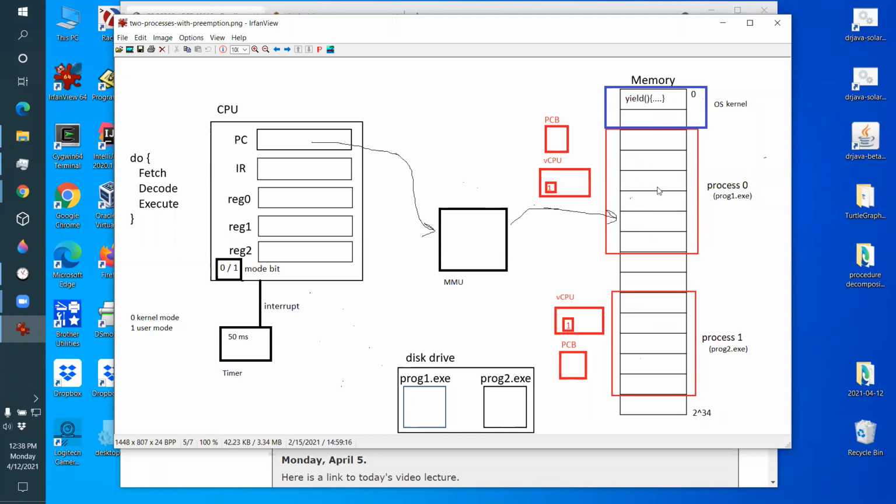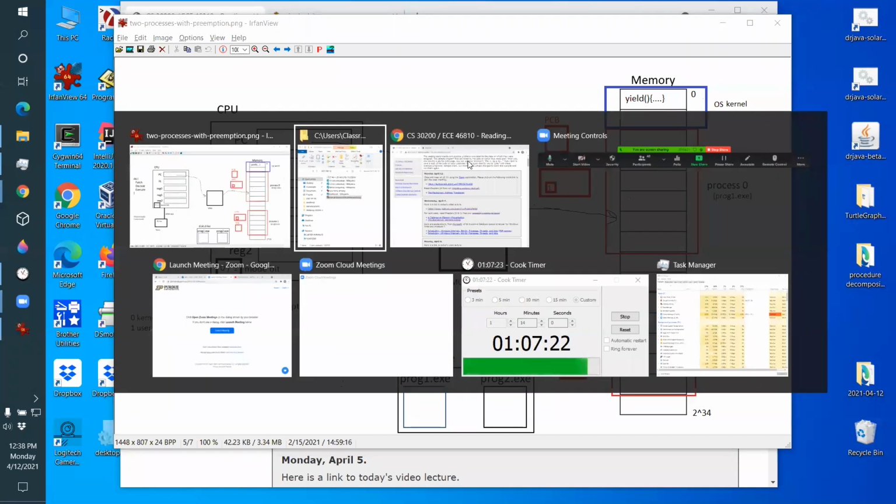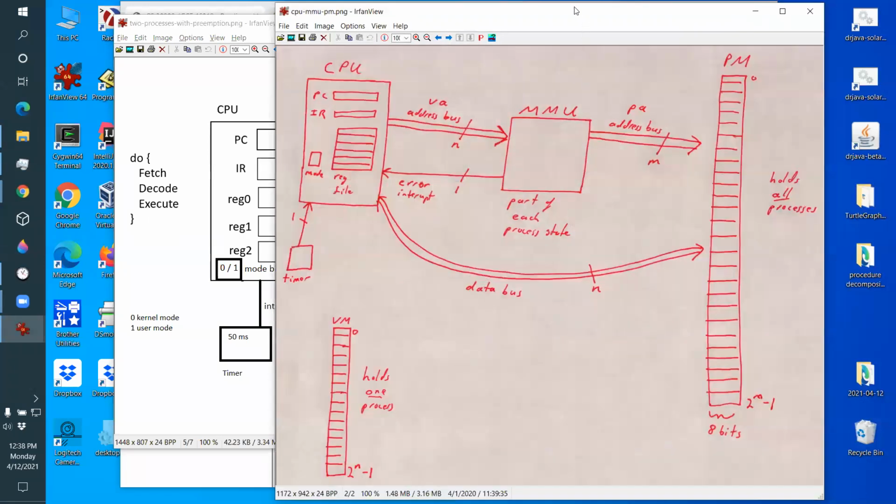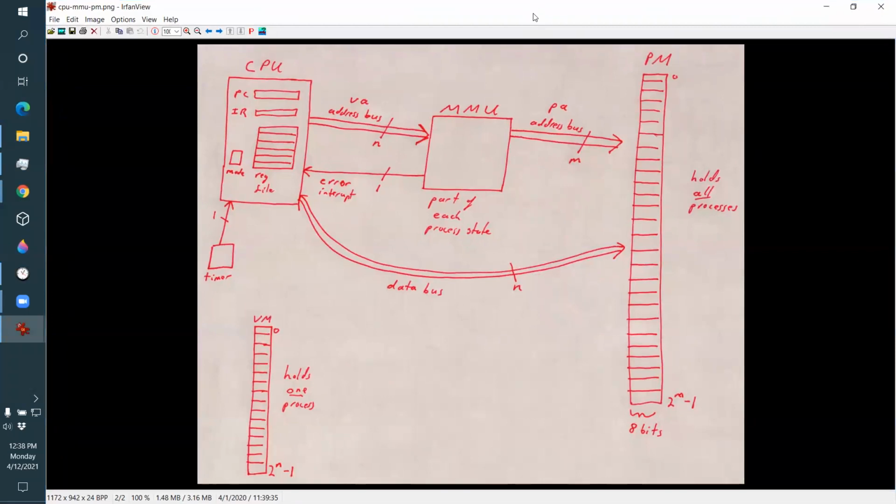It turns out that something more sophisticated is going on. So what we're trying to create is a little bit different. Here's another picture. I drew this by hand instead of using a drawing program.